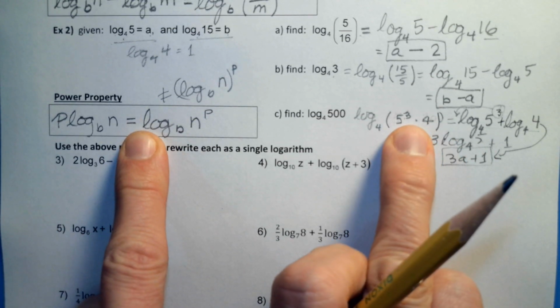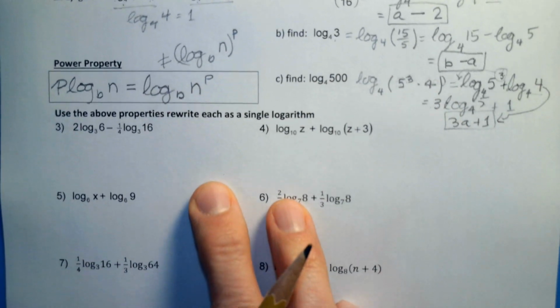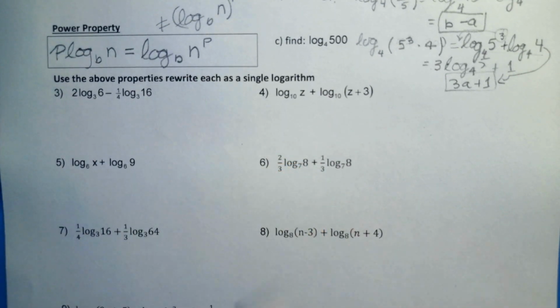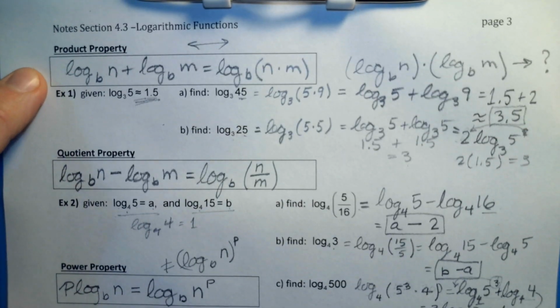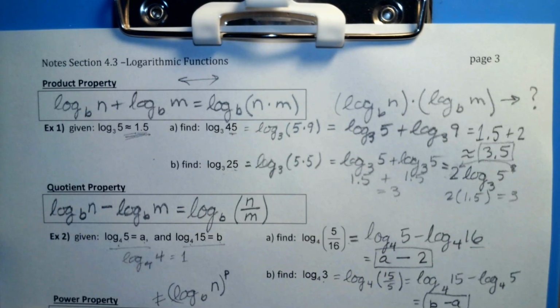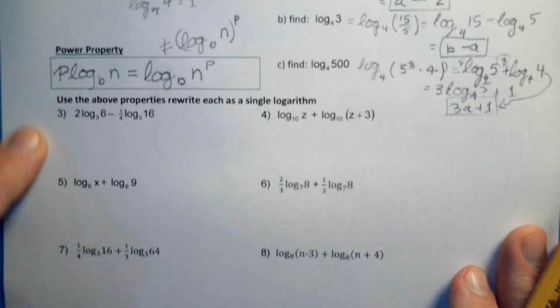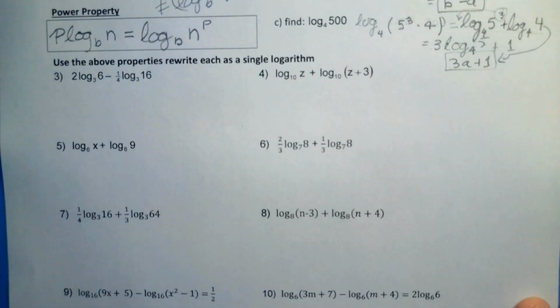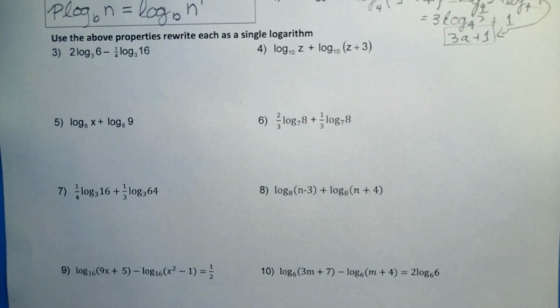We've kind of already used that here. So let's look at some examples. Use the above properties. We're using all three: the product rule, the quotient rule, and the power rule, and use those to answer the following 8 questions.